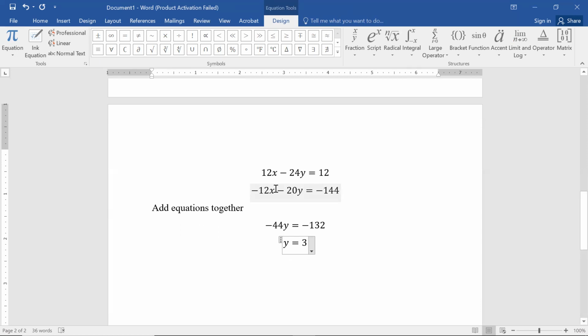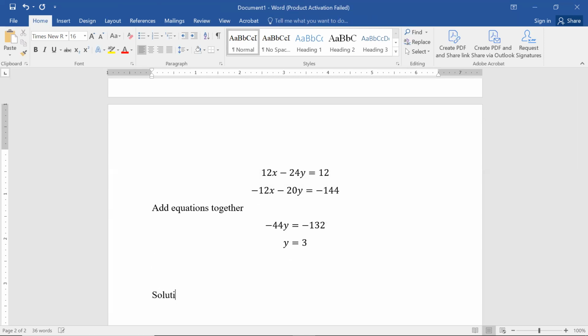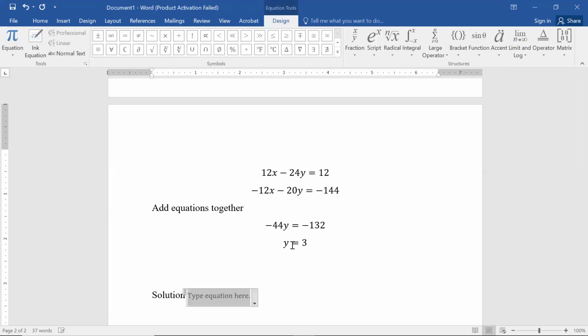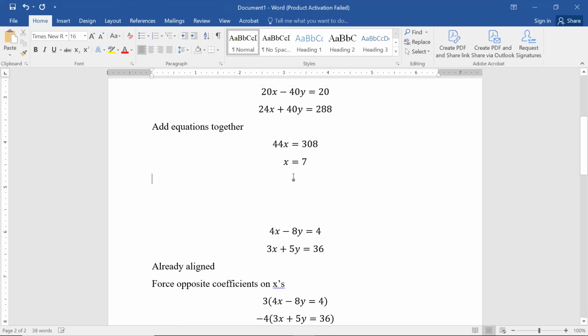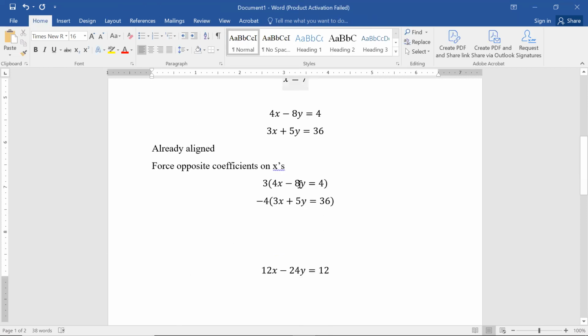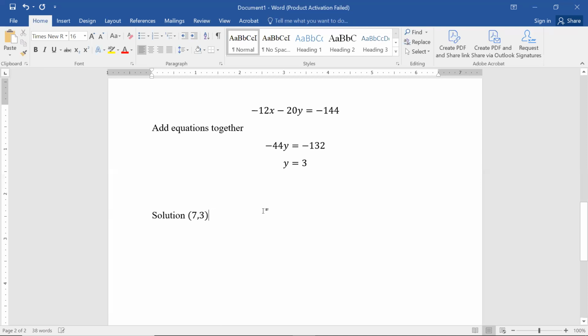So I used elimination on the y's, that gave me x. Now I used elimination on the x's, that gave me y. So now I know my solution is the ordered pair 7, 3. 7 was the x. I got that by eliminating the y's. 3 was the y. I got that by eliminating the x. So 7, 3 is the solution.